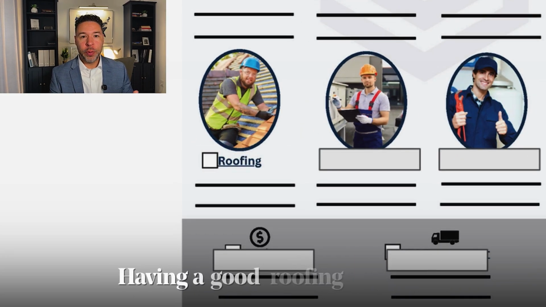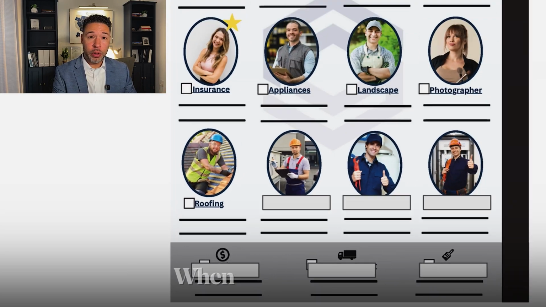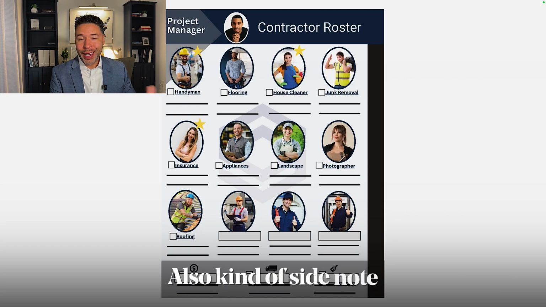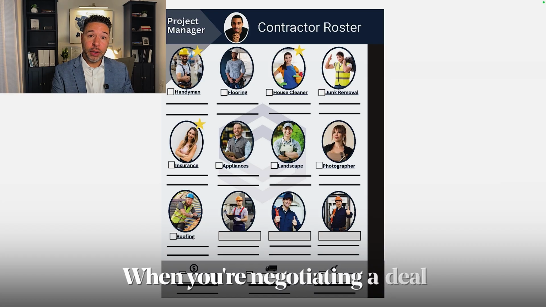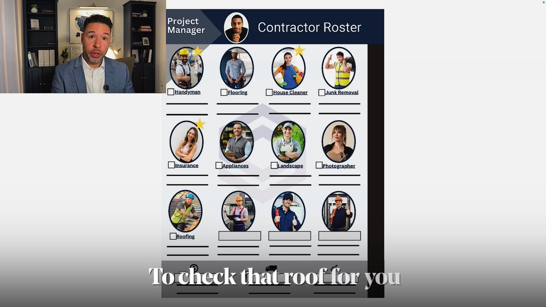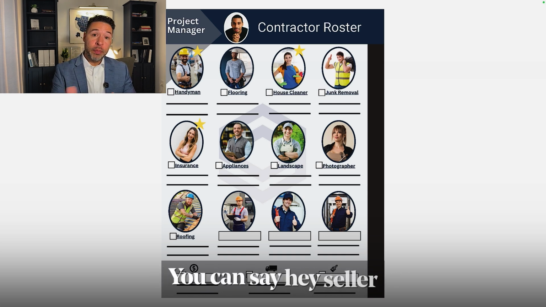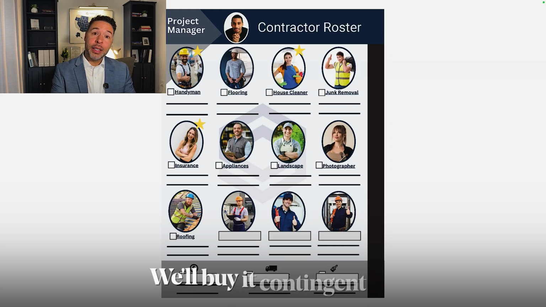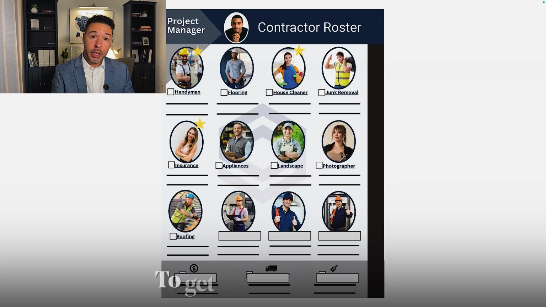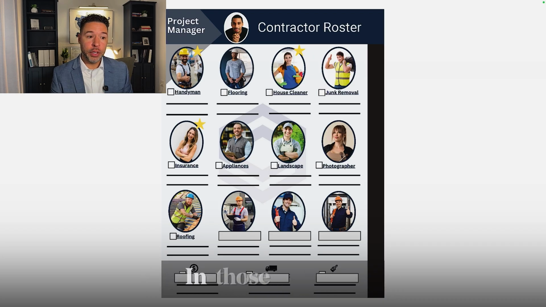Again, having a good roofing company, hopefully you don't have to use them very much, but very nice to have available when you need them. Also, kind of a side note, when you're negotiating a deal and the roof needs to be done, it's always nice to get these guys out there when you're negotiating to check that roof for you. And then if the person has insurance already, you can say, hey, seller, we'll buy it contingent on you filing a claim to get this roof replaced. So that roofer can help you with that, and it's a great relationship in those situations.